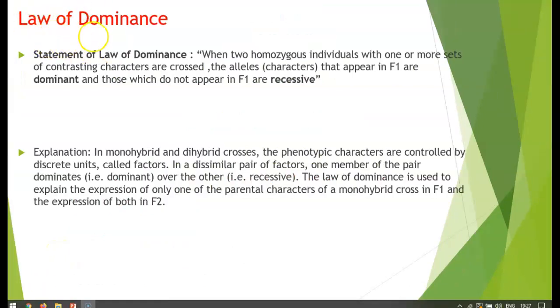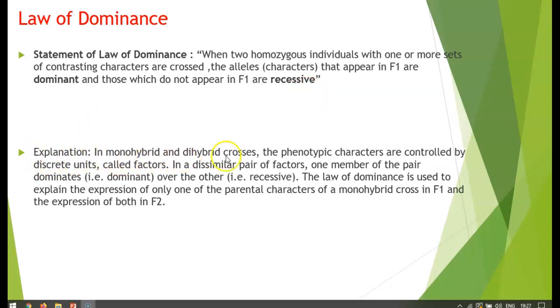Law of dominance. This is the first law of inheritance that we will see today. Statement of the law of dominance: when two homozygous individuals with one or more sets of contrasting characters are crossed, the alleles, that is the characters that appear in the F1, the first generation, are dominant, and those which do not appear in the F1 generation are recessive. What does this statement mean?